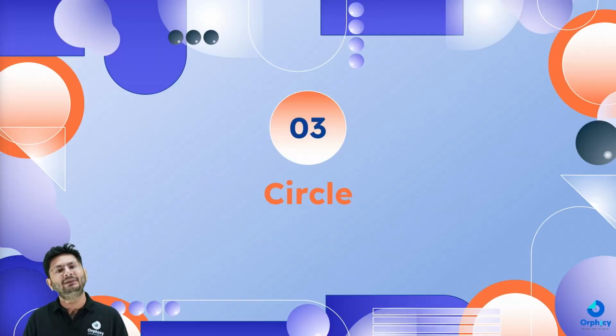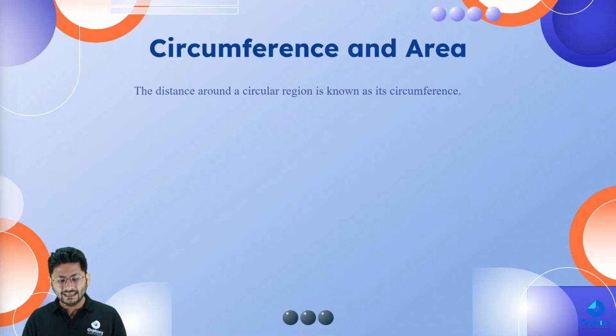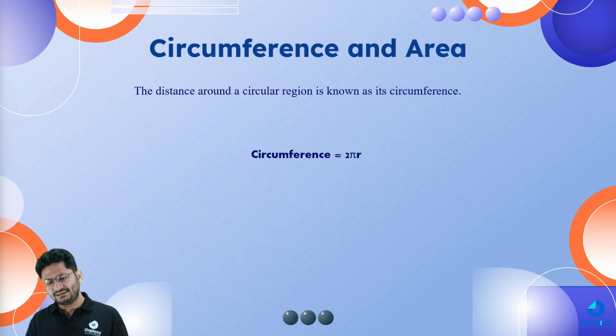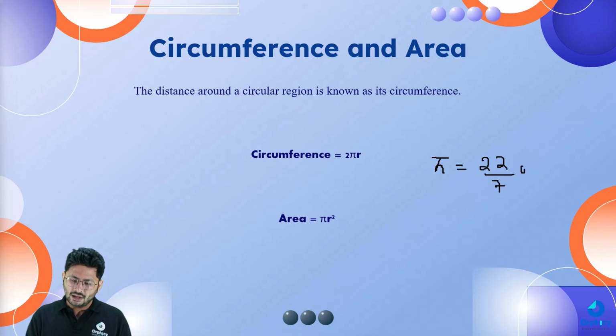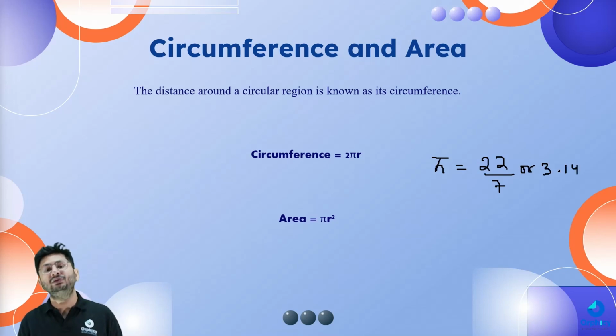The area and perimeter of a circle are called something different. First of all, the perimeter of a circle is known as the circumference of a circle, which is equal to 2 pi r, and area is equal to pi r square. The distance around a circular region is known as the circumference, which in polygons we know as perimeter. In a circle we give it the name circumference, and circumference is equal to 2 pi r. Similarly, area is equal to pi r square. Now what is this pi? Pi is approximately equal to 22/7 and 3.14. You can take either value, either 22/7 or 3.14.